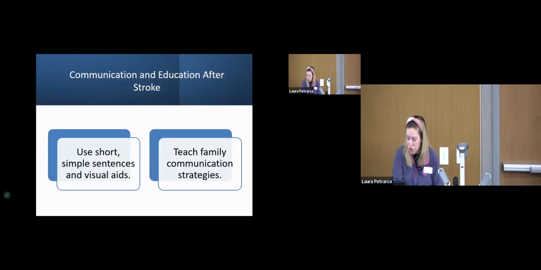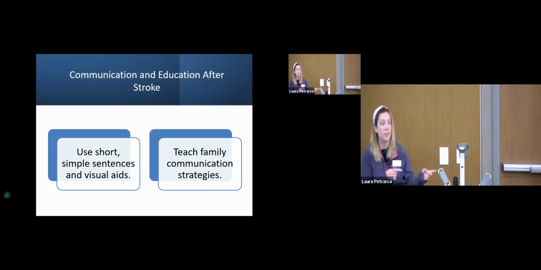Communication and education after a stroke. Use short, simple sentences, clear, and visual aids. Allow extra time for responses and be patient. And you want to teach the family communication strategies without frustrating the patient. Make sure that you involve the family, because they're essential in recovery as well. Even though they may get on your nerves, just make sure that you're teaching them. Think about how the patient feels, how frustrated they are with their family members. And just kind of intervene and help smooth that process.